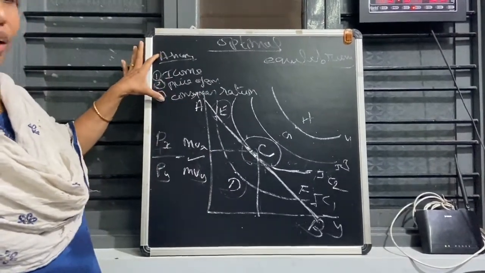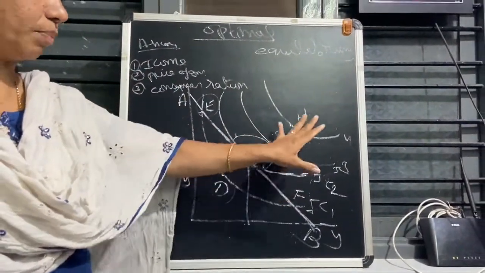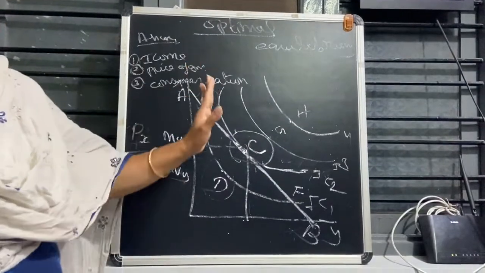Clear, no? You have to write any 3 or 4 assumptions, and you have to draw the diagram, and you have to explain what is D point, what is C point, what is G, and you have to explain. This is the 4 mark or 6 mark question.